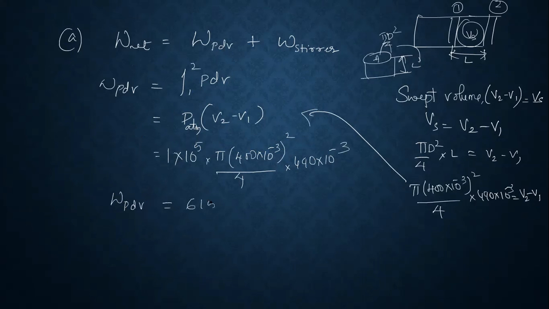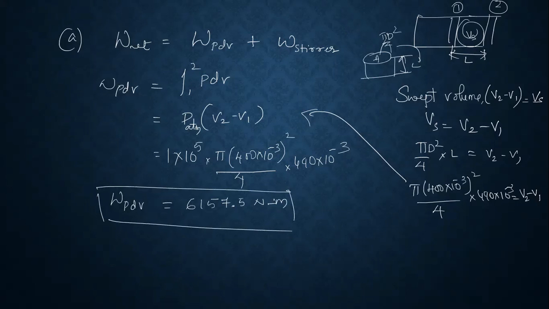It is 6157.5 Newton meter. It is a positive work done by the system. That means the system will move outwards. Integral PdV. Therefore, net work done.